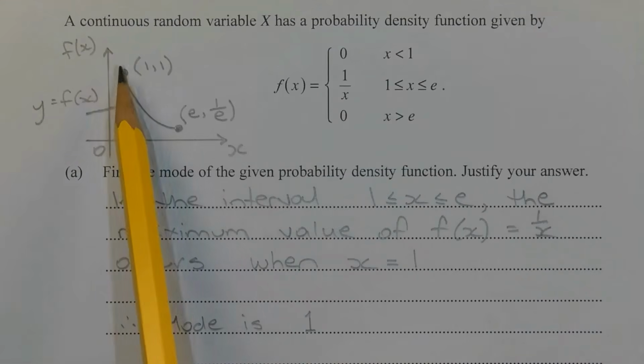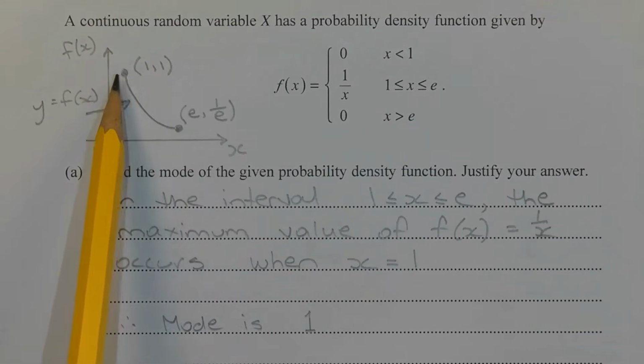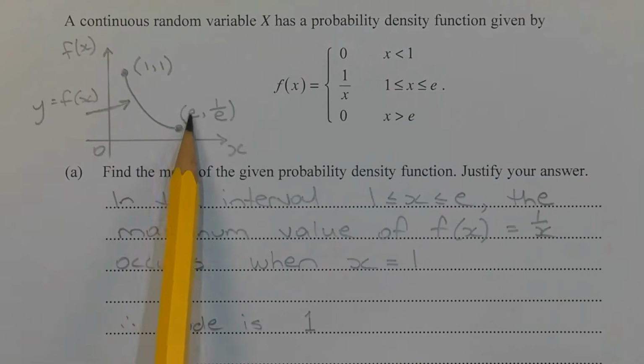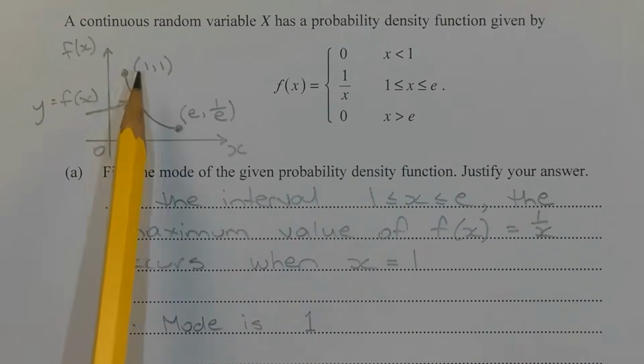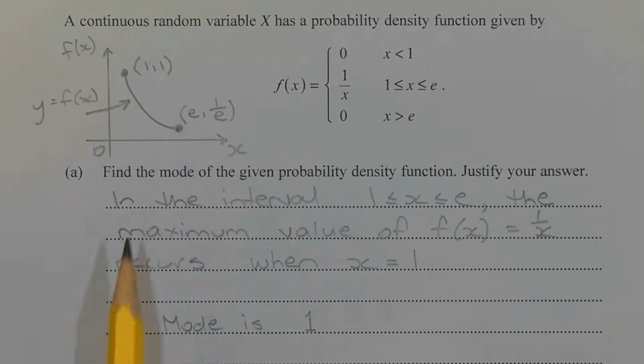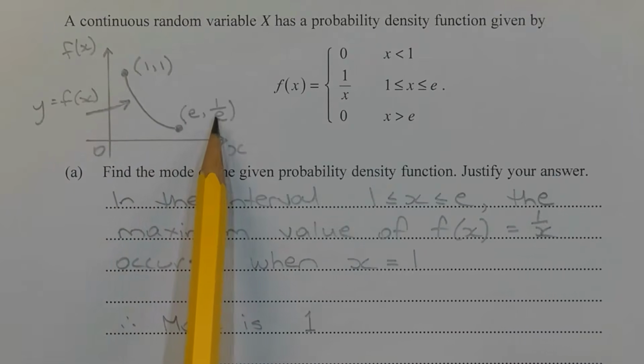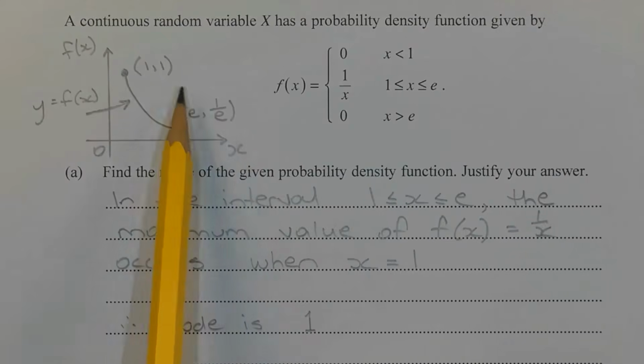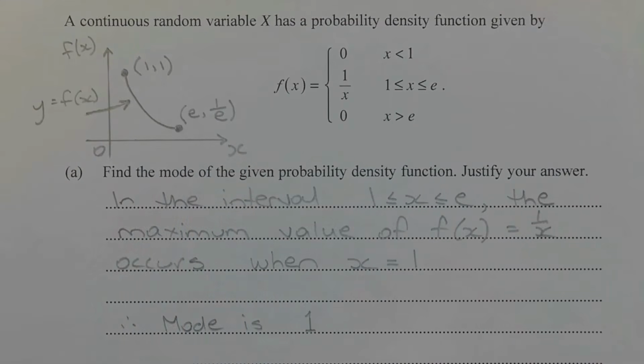So graphing f of x equals 1 over x, we have a hyperbola. Now this is the point where x equals 1, and this is the point where x equals e. Now when x equals 1, the value of the function is 1, and when x is equal to e, the value of the function is 1 over e, which is less than 1. So we can see from the graph that f of x is maximum when x is equal to 1.